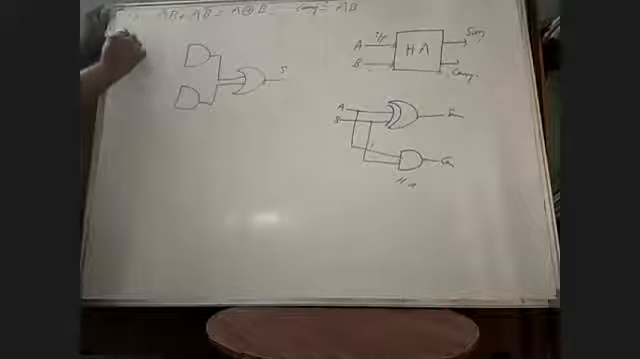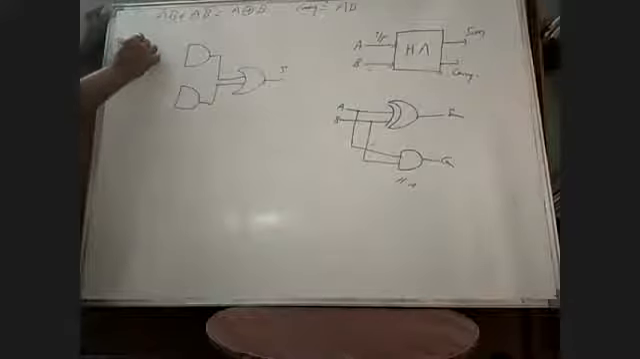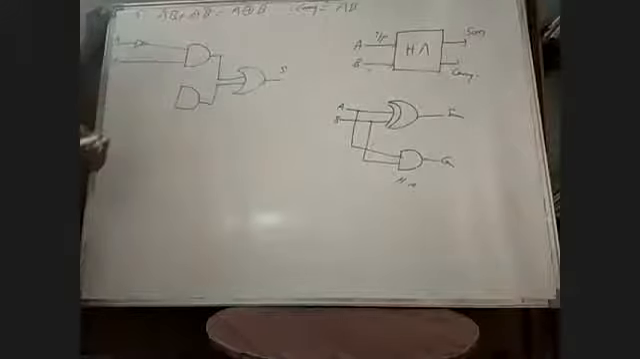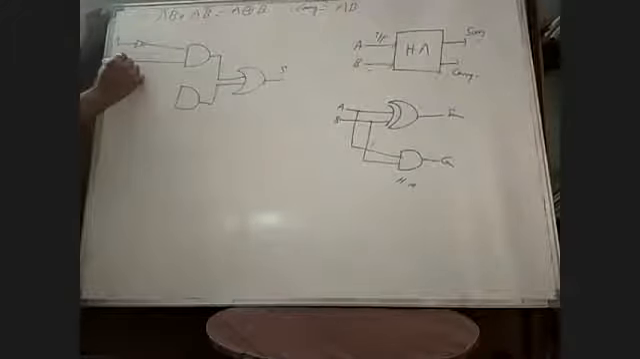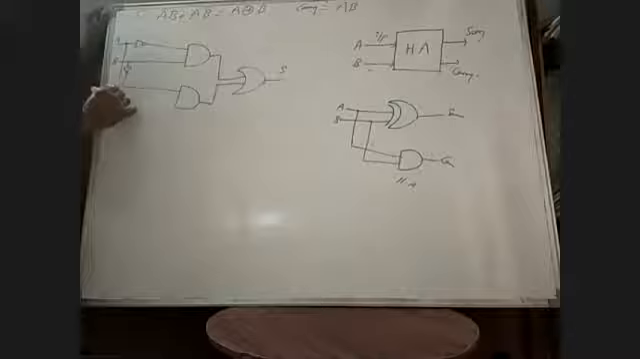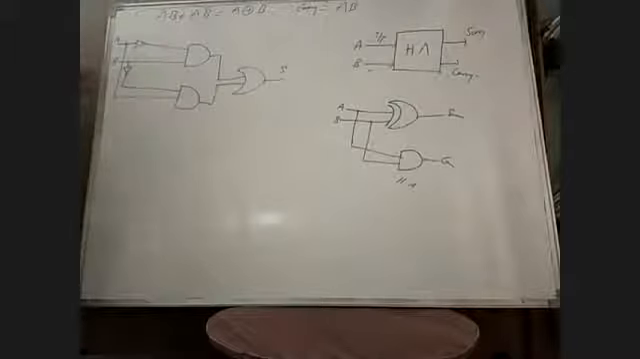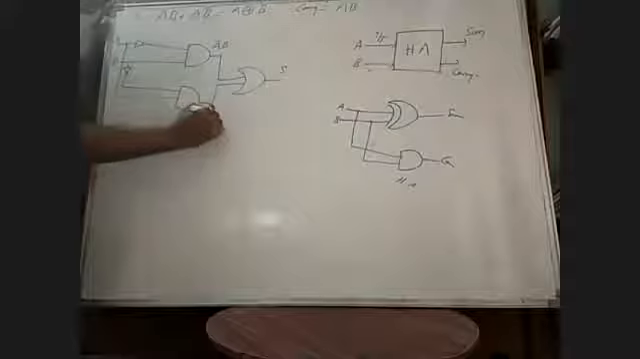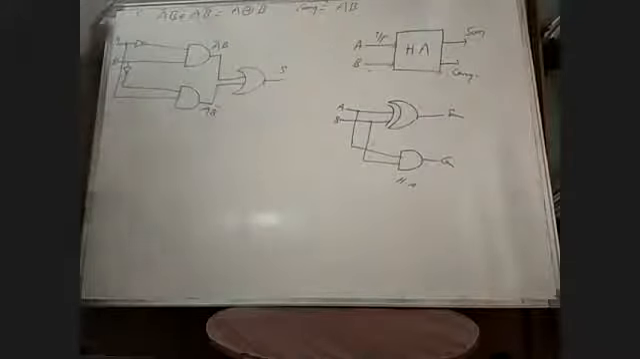That is, I am generating A bar. A is your input, and I have generated A bar using an inverter. I am taking B, giving A bar B, and similarly A B bar. I am taking one more inverter here, taking B bar here. This is the output. This is A bar B, and this will be A into B bar. Sum is generated.